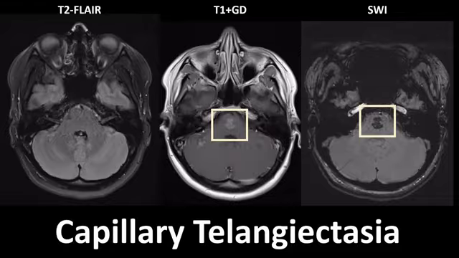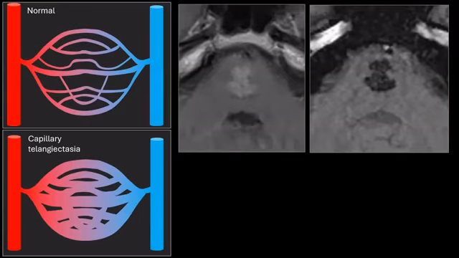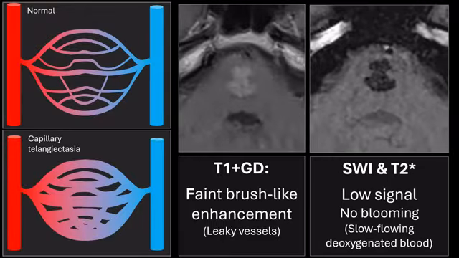And capillary telangiectasias are very benign vascular malformations. They're basically a probably congenital widening of the capillaries, often in the brainstem, but it can occur anywhere. Because these capillaries are a bit leaky, you get faint brush-like or cloud-like enhancement. And because they are filled with slow-flowing venous blood with a lot of deoxyhemoglobin, which is slightly paramagnetic, you will get a signal loss on susceptibility weighted images and T2 star images. But very important, you will have no abnormalities on your T2 or FLAIR images. So if you see this combination, this is going to be a capillary telangiectasia.